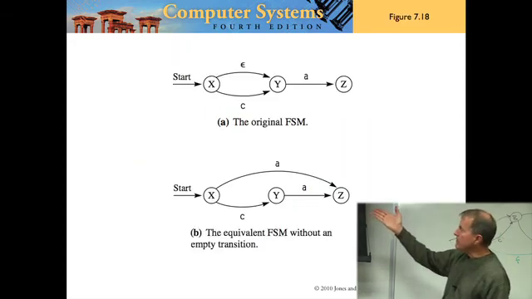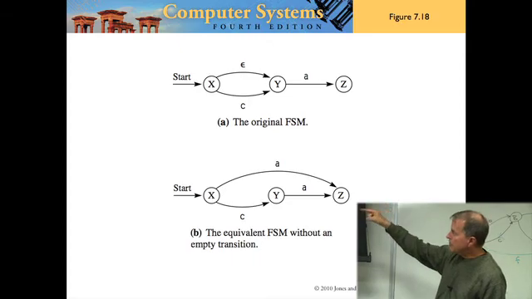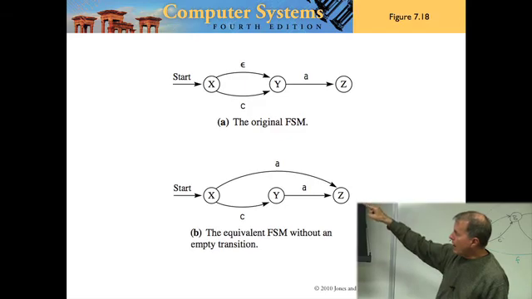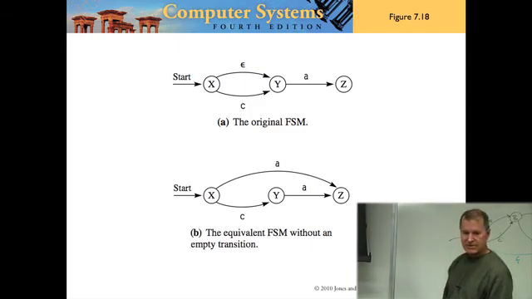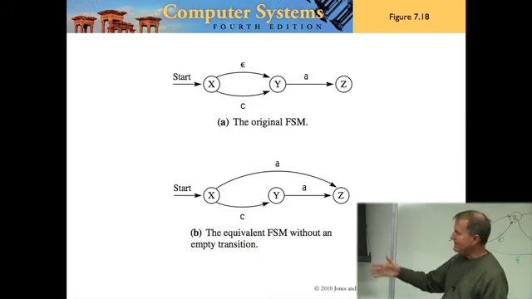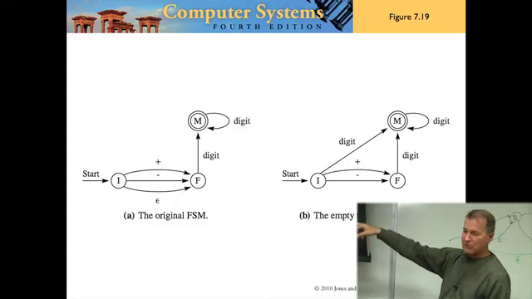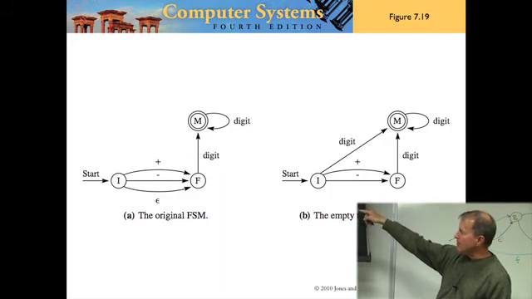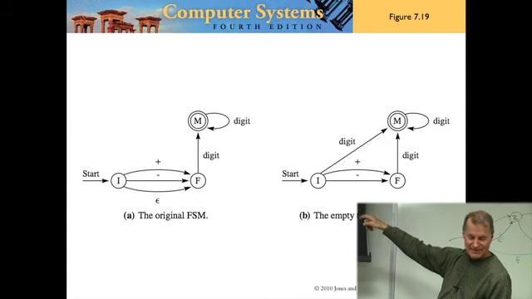Okay, so now here's another example. We did one example here, here's another example. Do you see here the original finite state machine? If you go from X to Y on the empty transition, and then you go from Y to Z on A, when you remove the empty transition, you go from X to Z on A. Does everybody see that? Mm-hmm. Okay. And here's the one that we did before. Are you with me? You eliminate that empty transition, so that gives us the digit to M and the digit, right? Are we good with that?